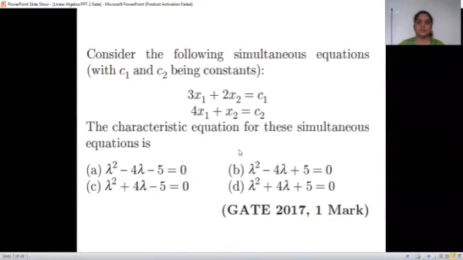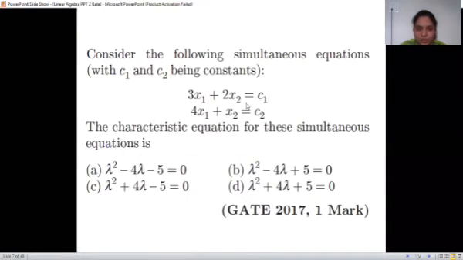Chalo, next question. Consider the following simultaneous equations with C1 and C2 being constants. So the equations are this. Then the characteristic equation for these simultaneous equations is, your question is to find the characteristic equation. And what is the characteristic equation? We know that by two ways we can find that. What is that?